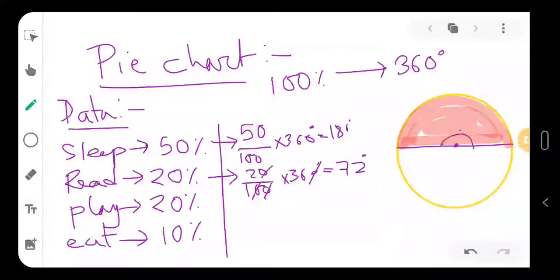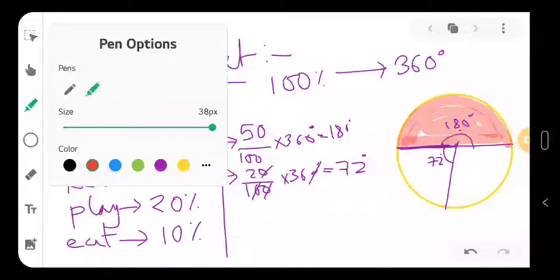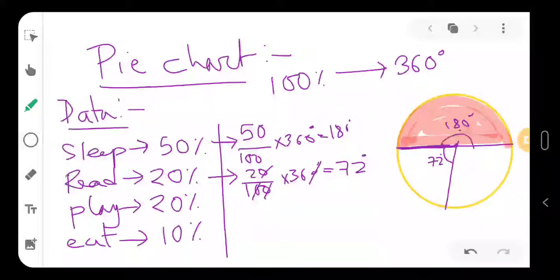Okay. So that means I have to draw from here. This is my reference now, and from here I have to draw 72 degree. So this will be my 72 degree. This was 180 degree. Okay. So that means I have to draw this much.